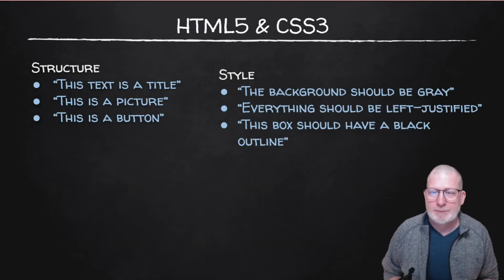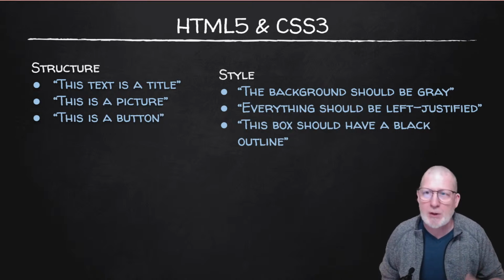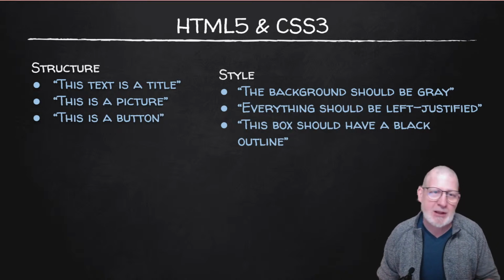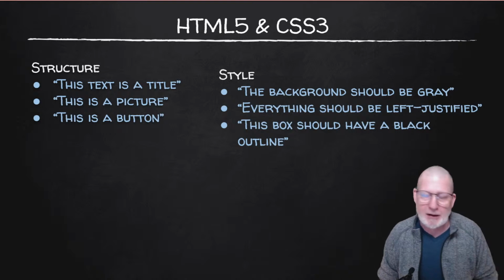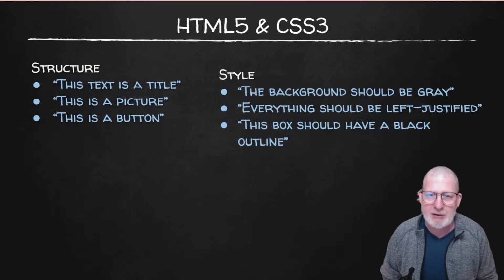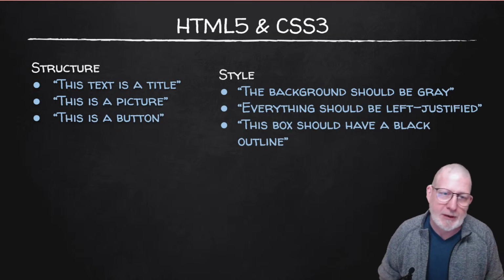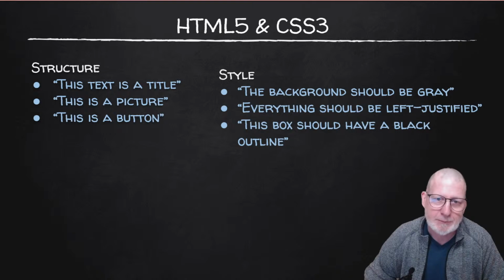As an example, the structure tells us which parts are text, which part's a title, which part is a box full of other components, which things are pictures, which things are buttons. The style part tells us about the colors and the look and whether or not things should be justified a certain way or whether corners should be rounded. All of this gets put together in the style sheets.